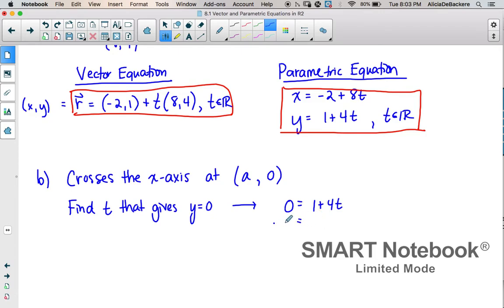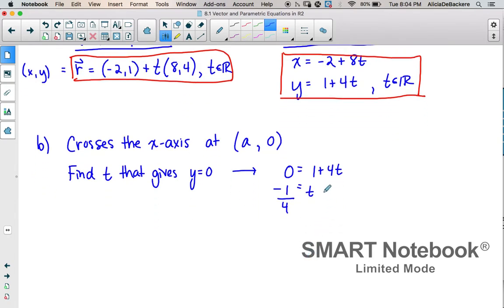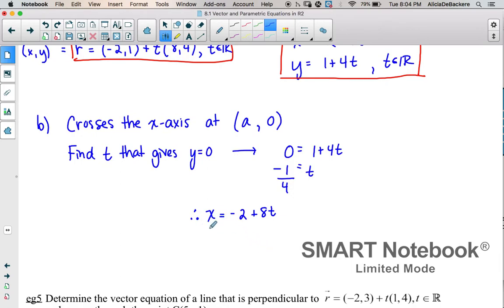So I'm going to bring the 1 over and subtract it, and then I'm going to bring the 4 over and divide it. And so t equals -1/4 will give me my x-intercept. So now I'm going to go and find the x value. I'm using this parametric equation from up here, but now I know that the t value is actually -1/4. And so I can figure that out. 8 times -1/4 is going to give me -2, and I come up with the x-coordinate of -4.